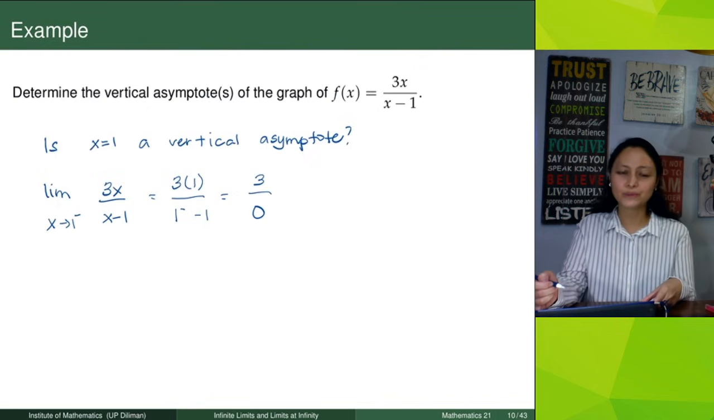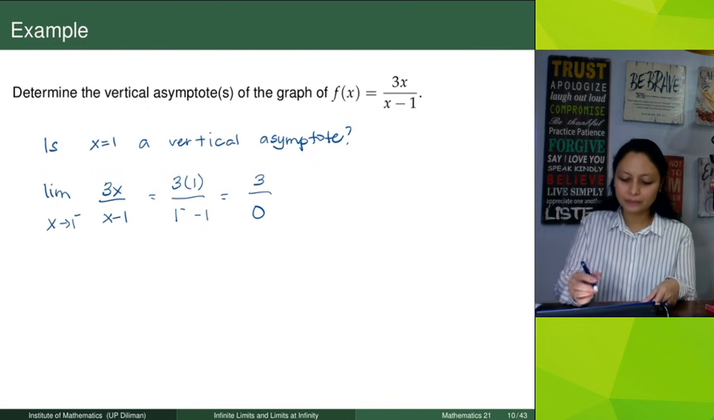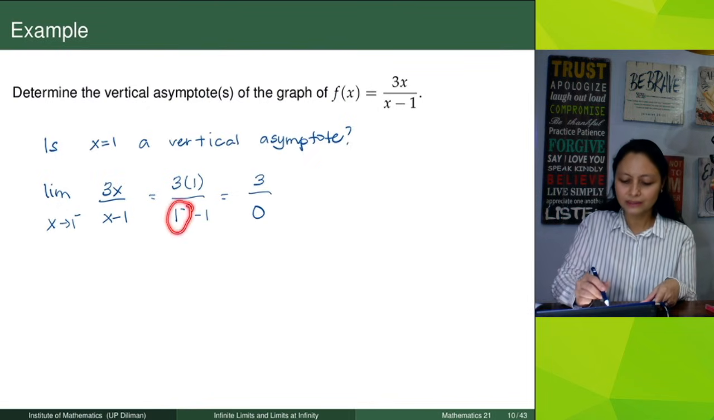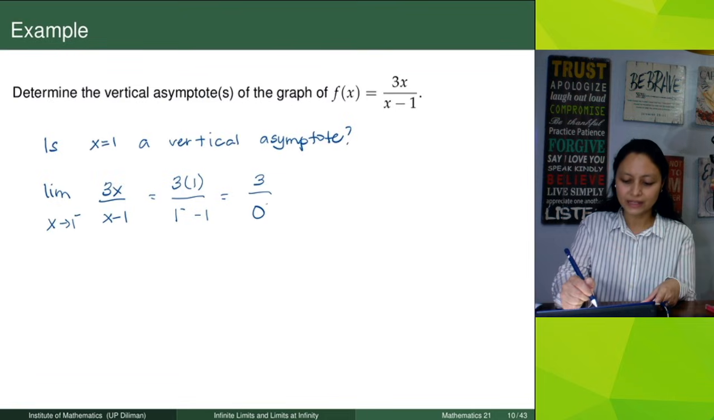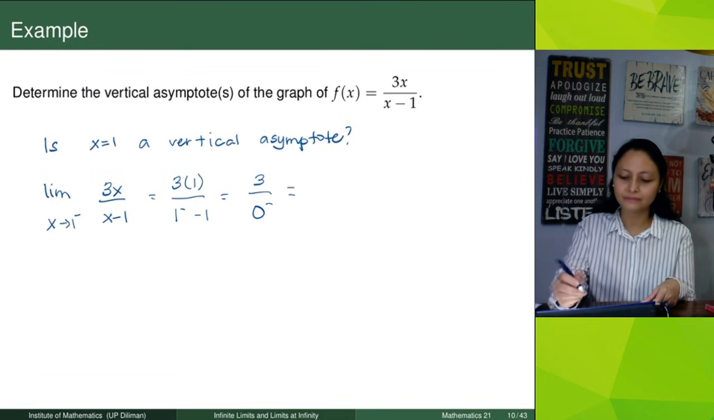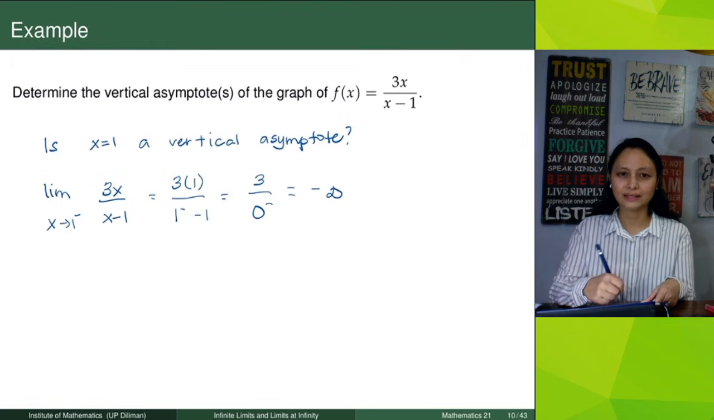But how are you approaching 0? Remember that you're approaching 1 from the left, therefore this value is less than 1. Something less than 1, say 0.9 minus 1, you get a negative value. So 3 over 0 from the left is equal to negative infinity. Therefore, we have a vertical asymptote at x equals 1.